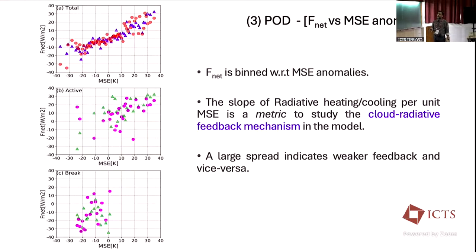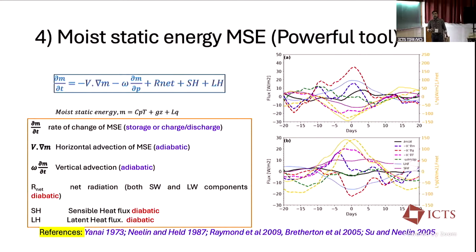If you look at some of the active conditions, where we expect that the cloud-related feedback mechanism should be good, you can see the model forecast in day 3 and day 5. Different colors are day 3 and day 5. You can see a lot of spread here. So one can say that the model also has shortcomings in the cloud-related feedback mechanism. I'm just listing out what kind of process-oriented diagnostics we can use to identify the shortcomings in the model forecast. The other most powerful tool is the moist static energy budget.